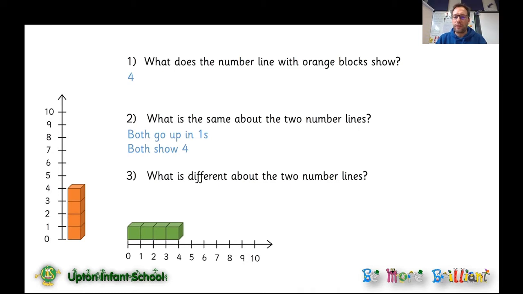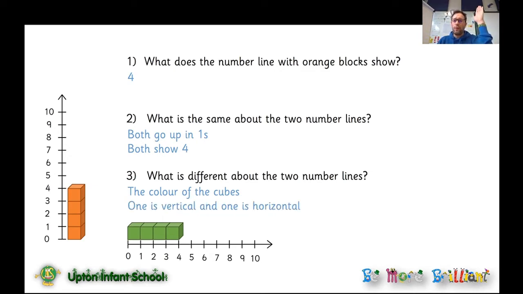Did you spot anything different? Well, we could say the color of the cubes is different. That's quite obvious to us, isn't it? And one is vertical and one is horizontal. Vertical means it goes up like that, like a tower. And horizontal means it goes across like that. That's how we sleep, horizontally. So vertical is that way, horizontal is that way. But the number lines, other than that, they are the same, aren't they?